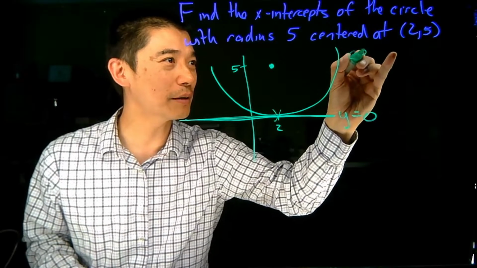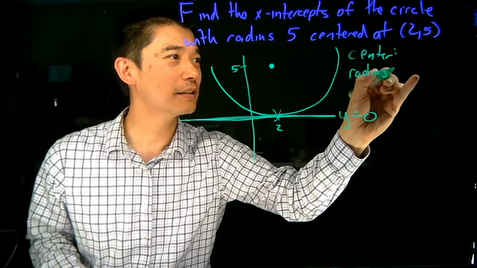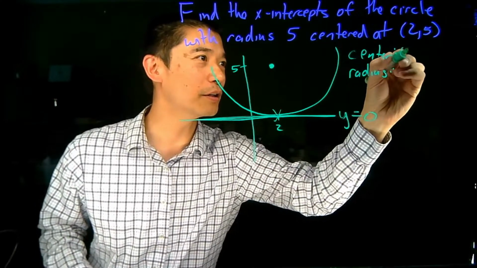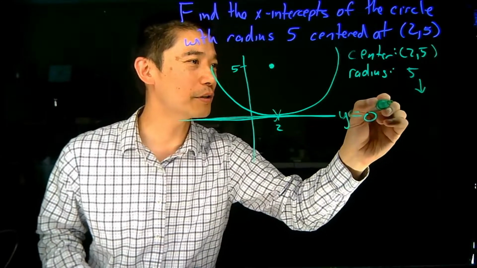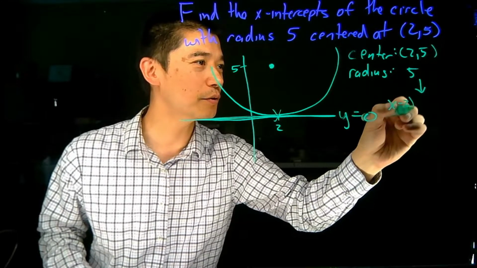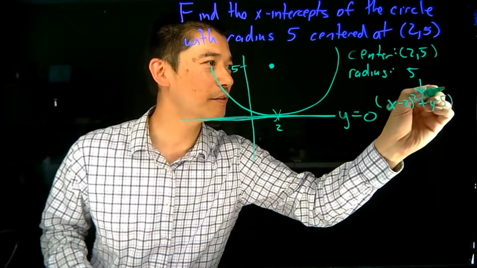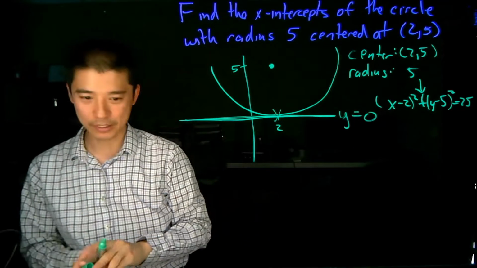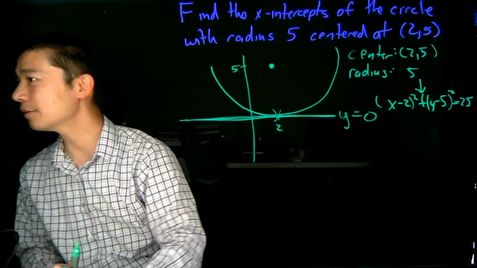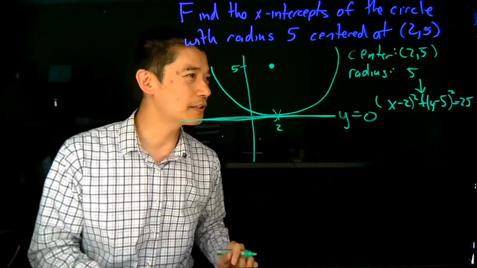So I'm going to squeeze it up here. We have center, we have radius. The center is at the point 2, 5, and the radius is 5. And so therefore the equation is going to be x minus 2 squared plus y minus 5 squared is equal to 25. Let me make sure that's on the screen before I keep going. Okay, that fit. Perfect. So here's our formula.